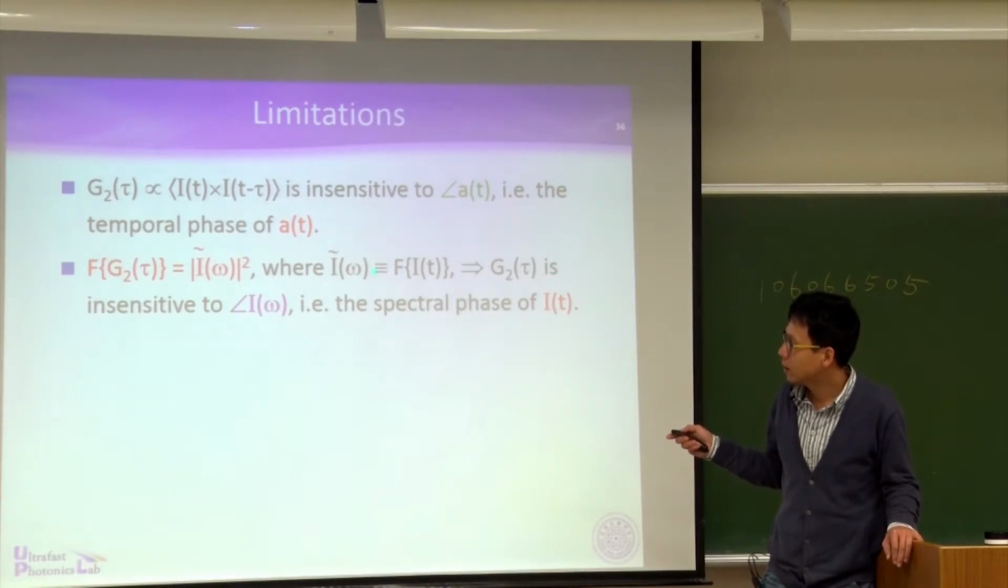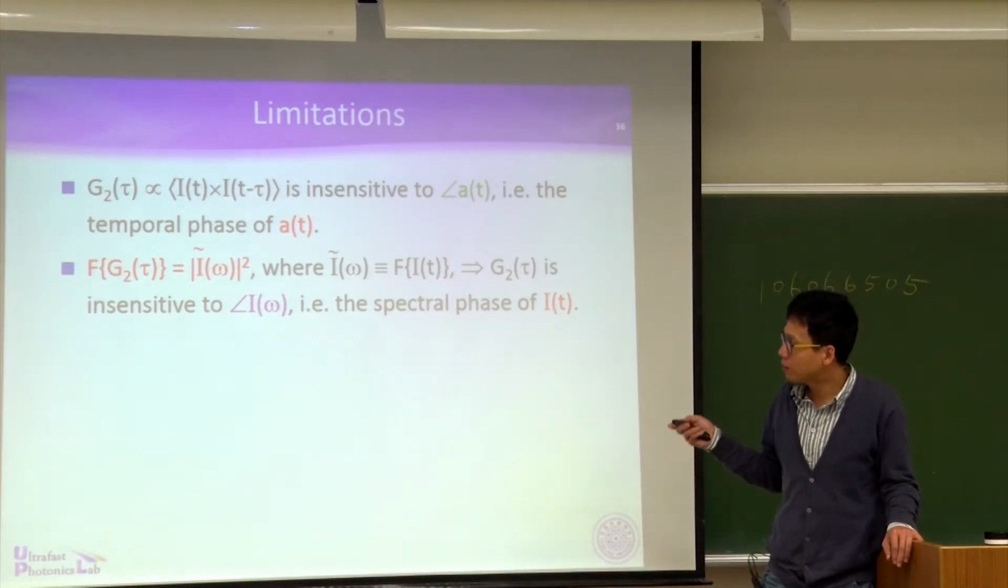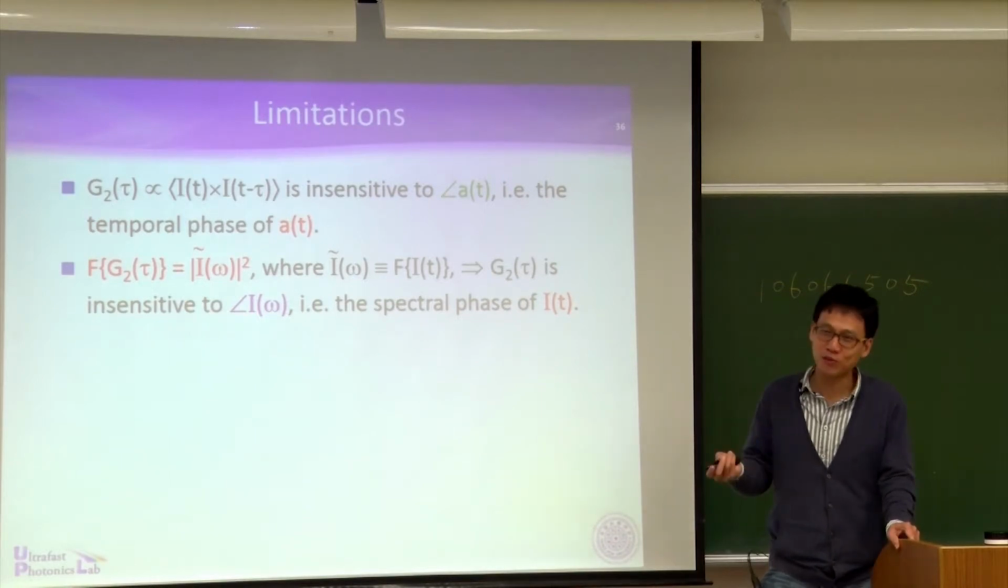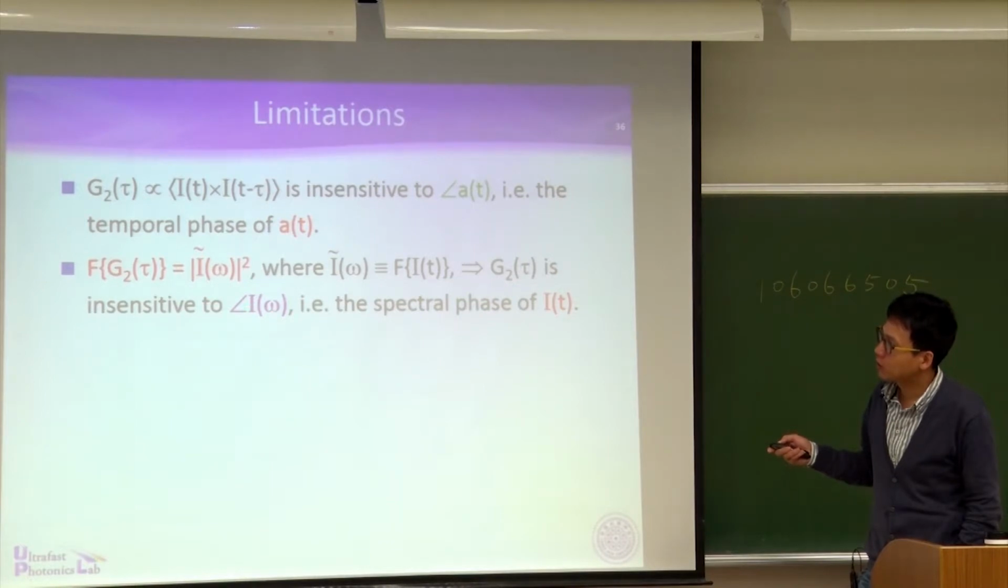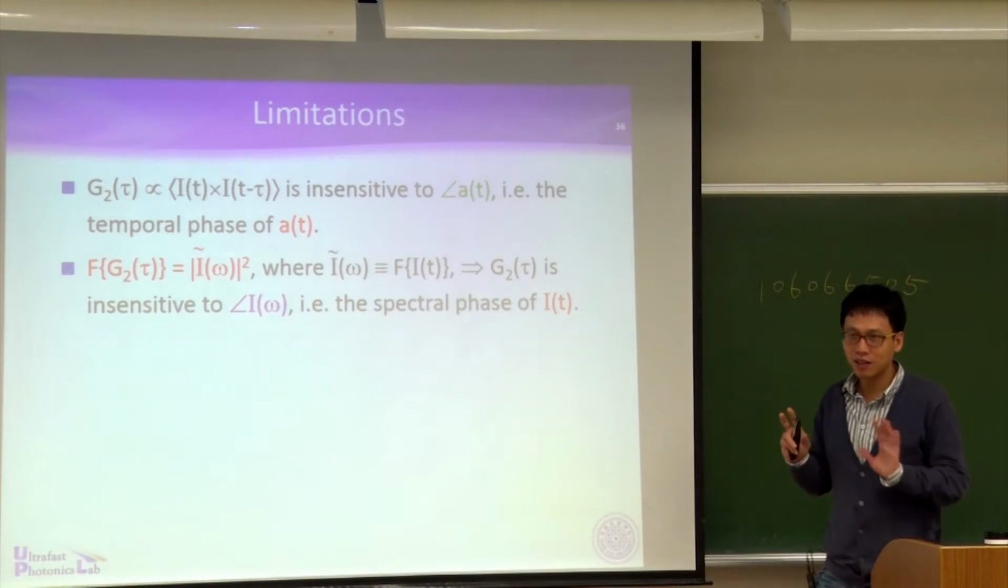You get a complex spectrum I tilde of omega, and actually the G2 function does not give you I tilde of omega. It only gives you I tilde of omega absolute square. Okay? So what does absolute square mean? It means you lose the phase again. But this time you lose the phase of this spectral function, big I of omega, the spectral phase of I of t. So the first 2 points are different.